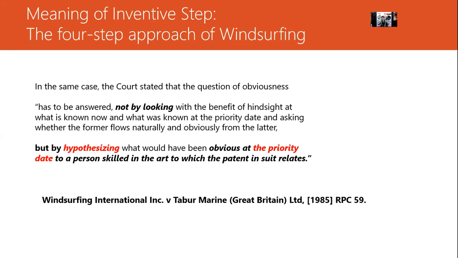So this is the word they use. Who is the PHOSITA? Who is the PHOSITA? It's a hypothetical person. It's not a real person actually. What they meant there is a hypothetical person, hypothesizing what would have been obvious at the priority date to a person skilled in the art to which the patent in suit relates. Now this is the term. If you couldn't understand it clearly, perhaps in your free time, rewind this video and read again, repeat this sentence a few times, then you will get what the court is trying to say.